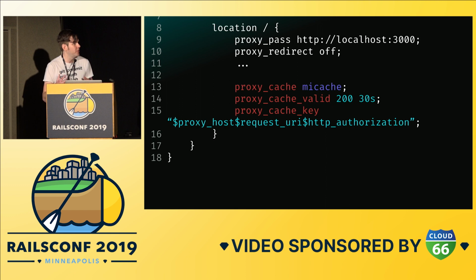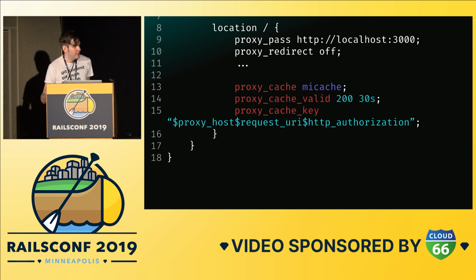In our case, this is pretty complex. We have some routes that are based on GeoIP and different device things they send us. But this is just a simplified example. We're just using the Nginx variables, the host name, the request URI, and the authorization header. So if people are logged in, their unique content doesn't get cached.